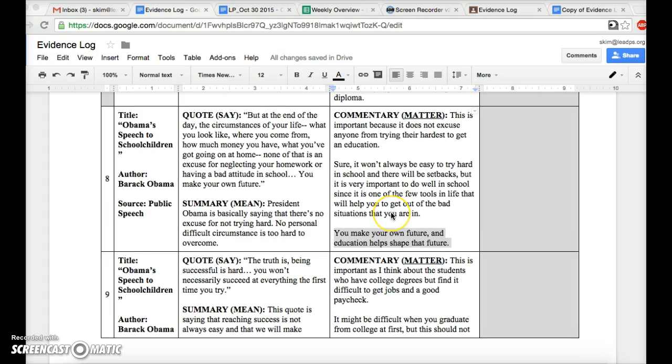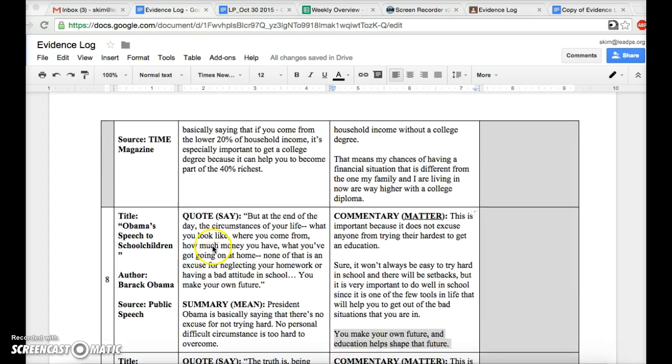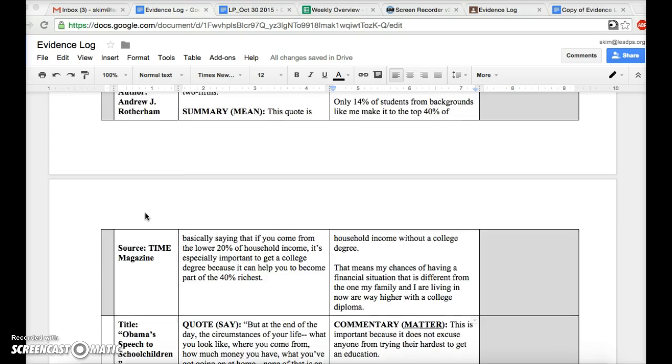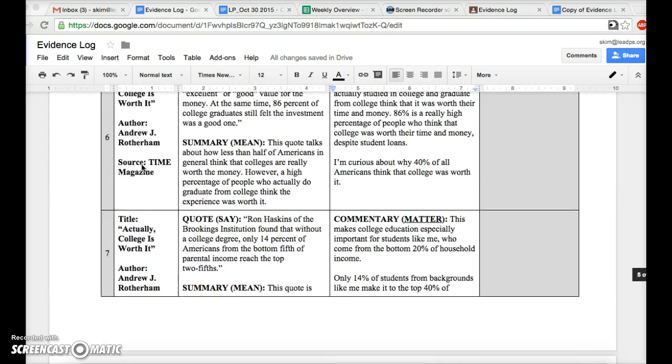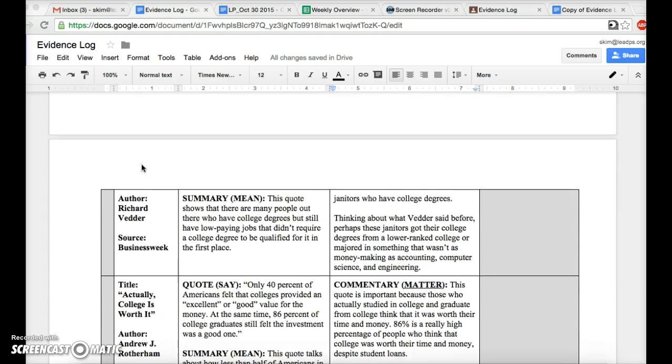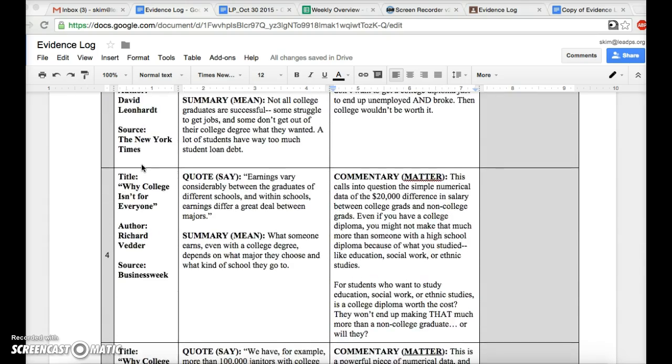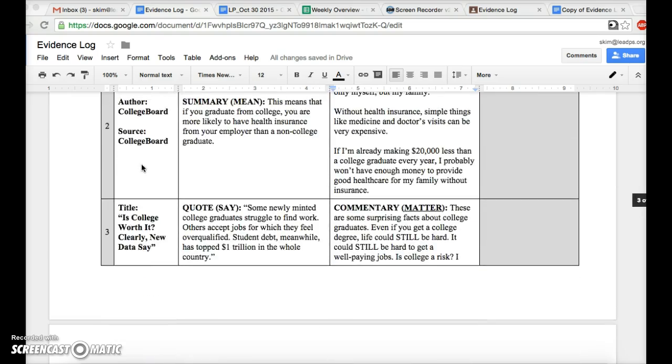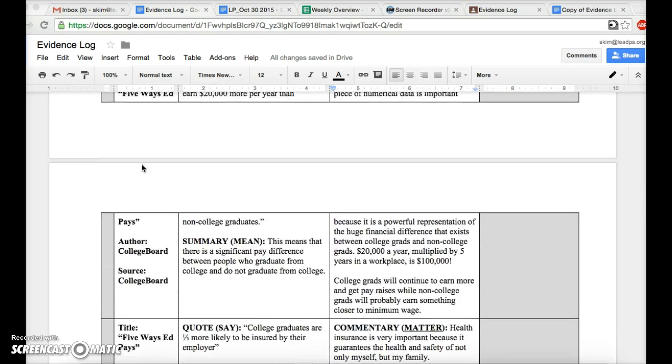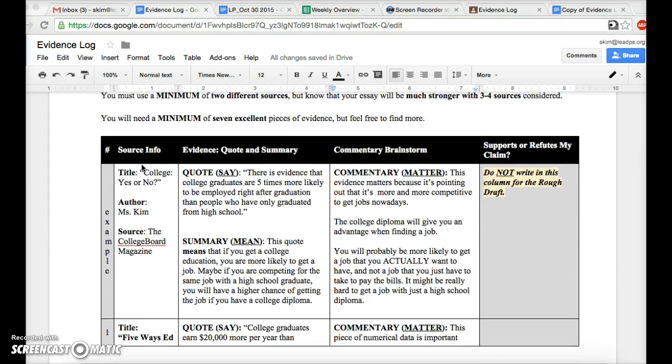All the boxes are filled. They've got all of the information for the source, author, and title filled out. It's very organized. That's the first focus point, organization.